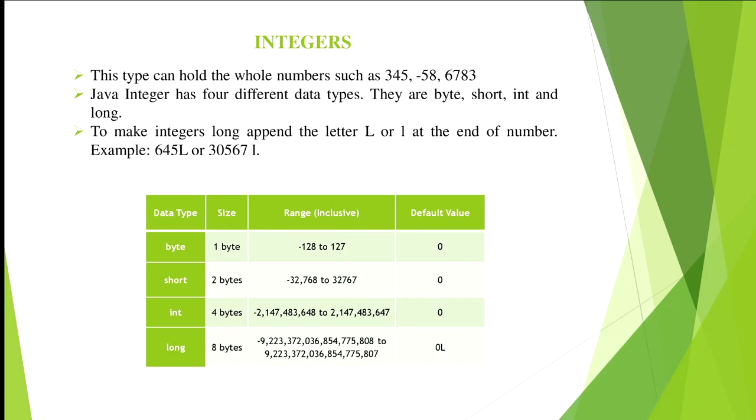And see in the table the different data types along with their sizes, range and the default value is present. Byte, short, int and long, all these are the types of integer and their storage capacities are 1, 2, 4 and 8. Means exactly double of previous data type. For byte, short, int and long, for each data type there is only the 0 default value.